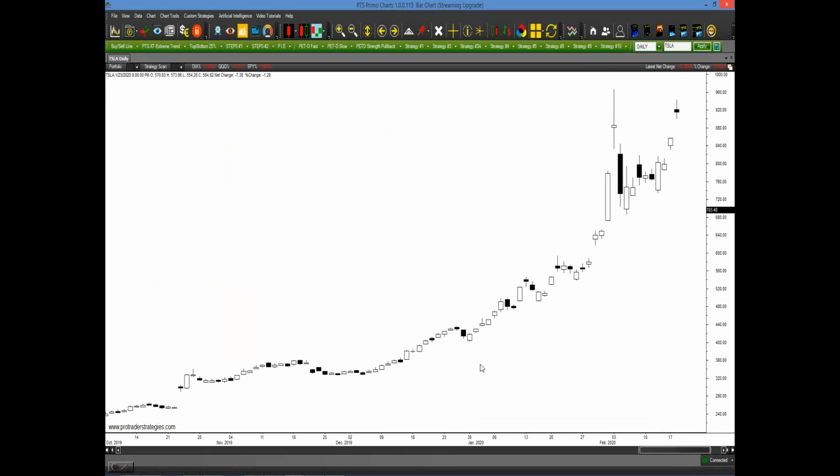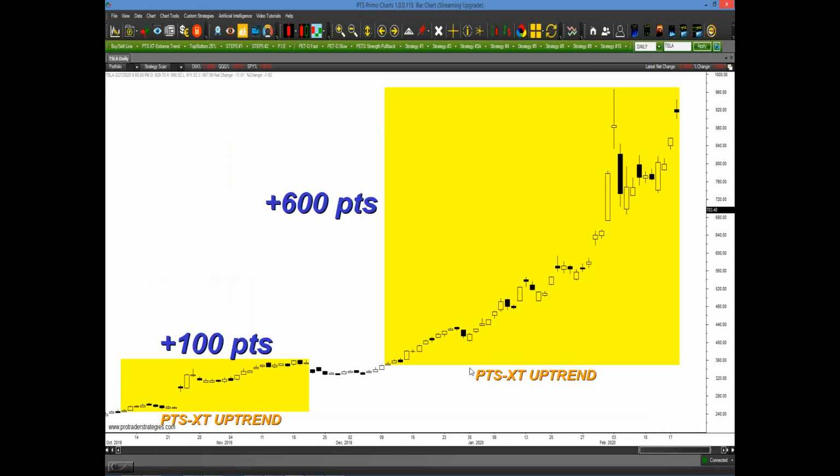Now, Tesla. Remember when Tesla was going straight up? Remember when everyone was saying, gosh, I wish I would have known. How did I know this thing was going to go straight up? Well, if you applied the PTS XT Extreme Trend Tool, you would have seen right here in October that there was a quick 100 points to be made.